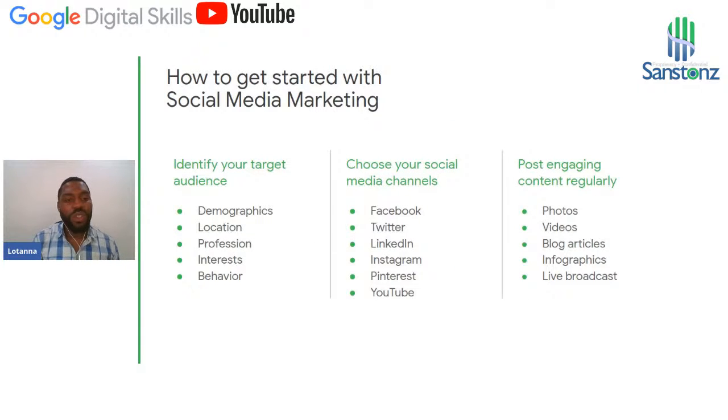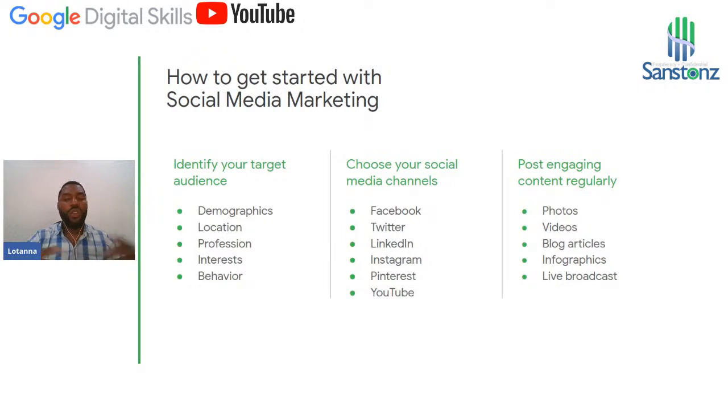So how to get started with social media marketing? Identify your target audience. You need to sit down and come up with a strategy. Identify your target audience, your demographics, your location, your profession, your interests, your behavior. All this you need to identify, the one that suits your business. You also need to choose your social media channels. Which of the channels are you going to run this ad on?